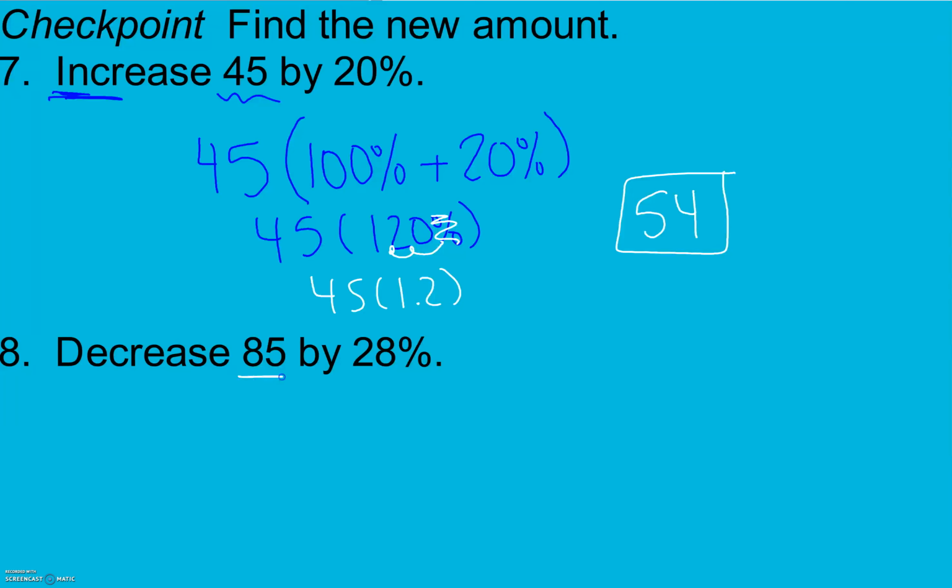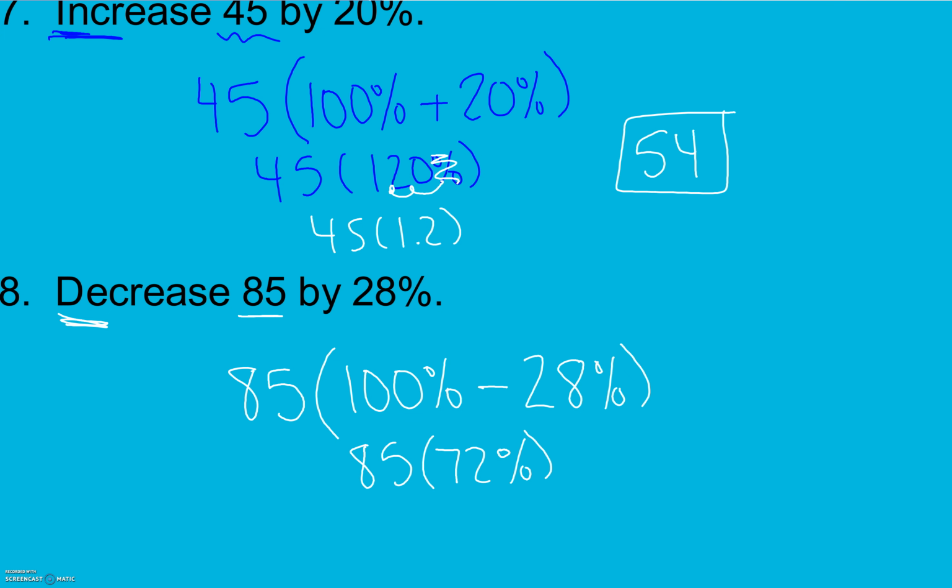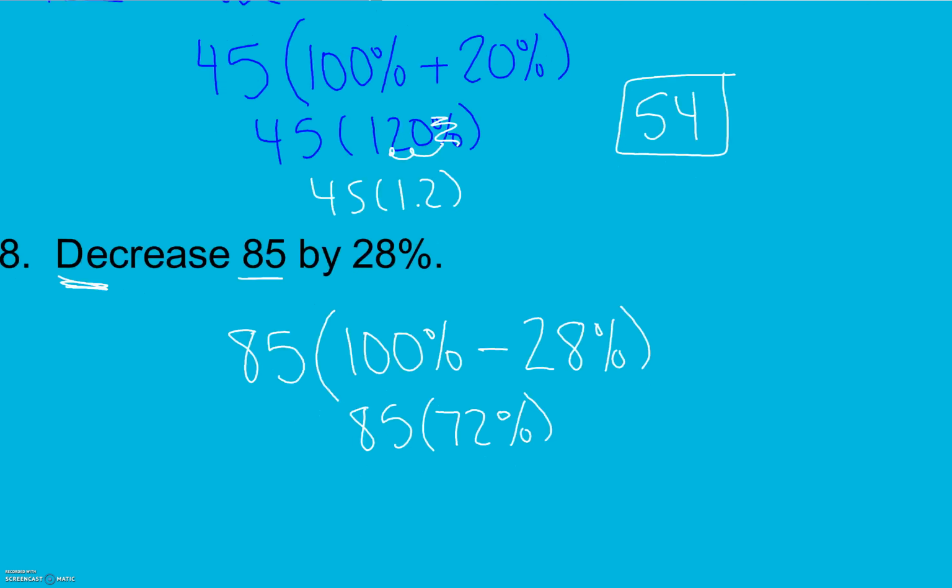So here again, we're going to start at 85. We're going to decrease 85, which means we start at 85. And we want 100% of that to begin with. When we decrease it, it means we're going to subtract 28%. When we do that, we get 72% here. Now, we're going to get rid of our percent sign, which means we're going to move our decimal away. 85 times 0.72. And when I do that, I get 61.2.